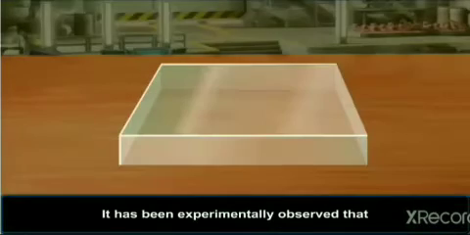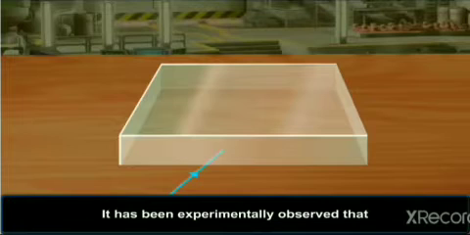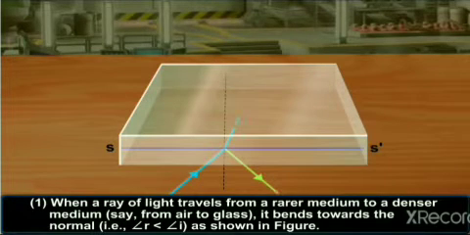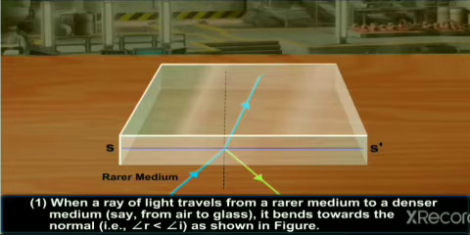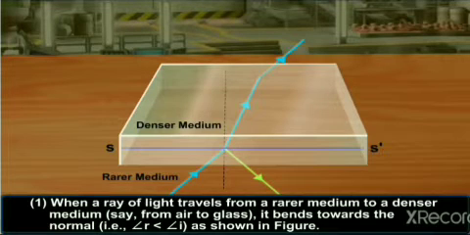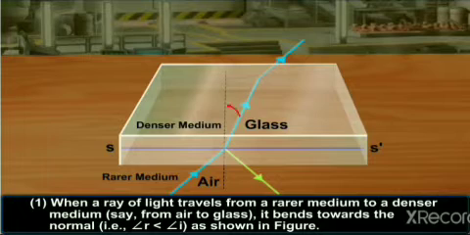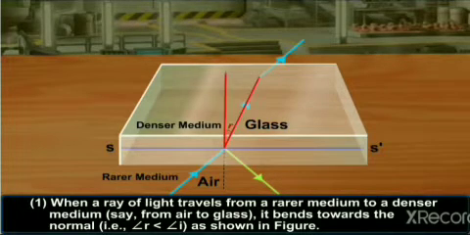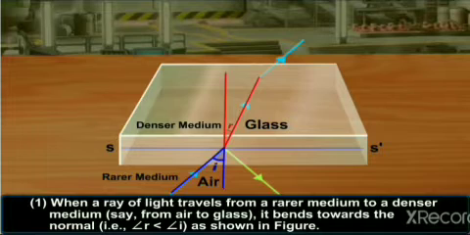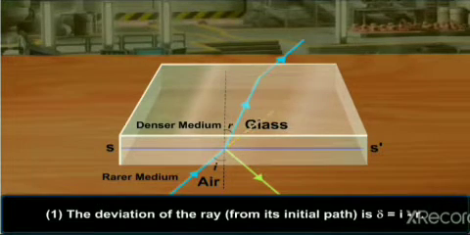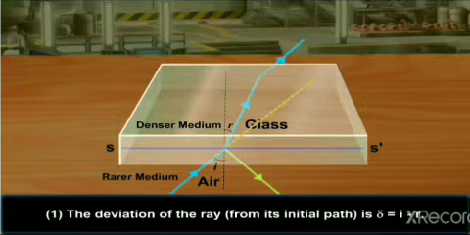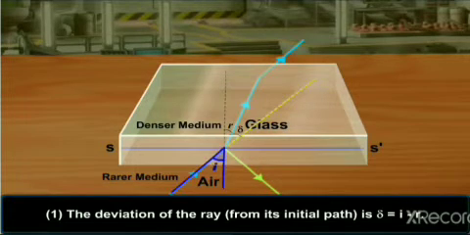Observations. It has been experimentally observed that: 1. When a ray of light travels from a rarer medium to a denser medium, say from air to glass, it bends towards the normal, that is, angle R is less than angle I, as shown in the figure. The deviation of the ray from its initial path is delta equals I minus R.